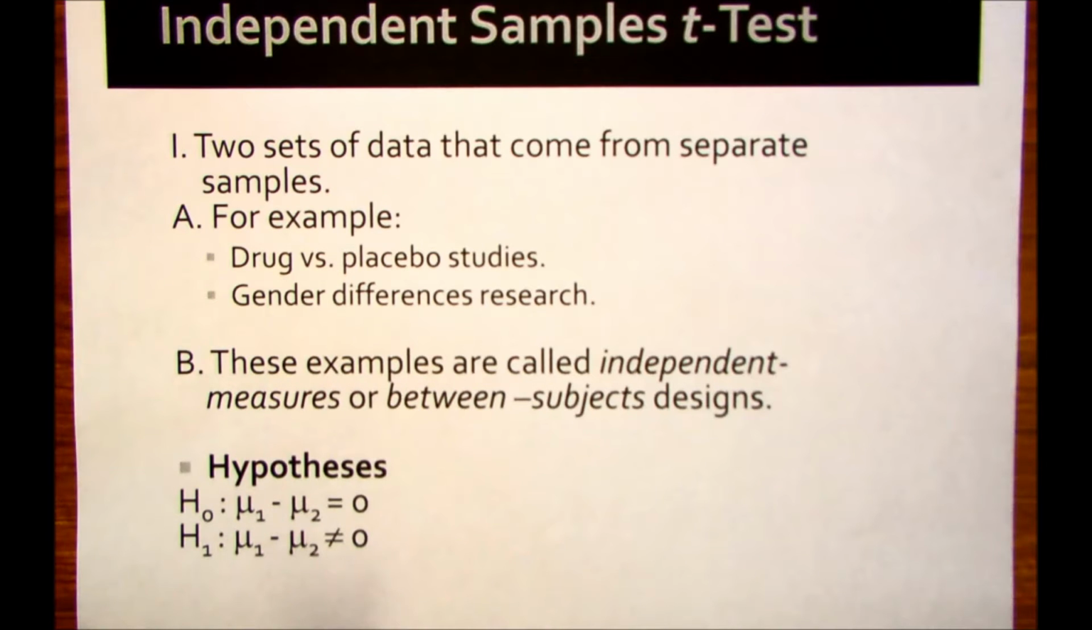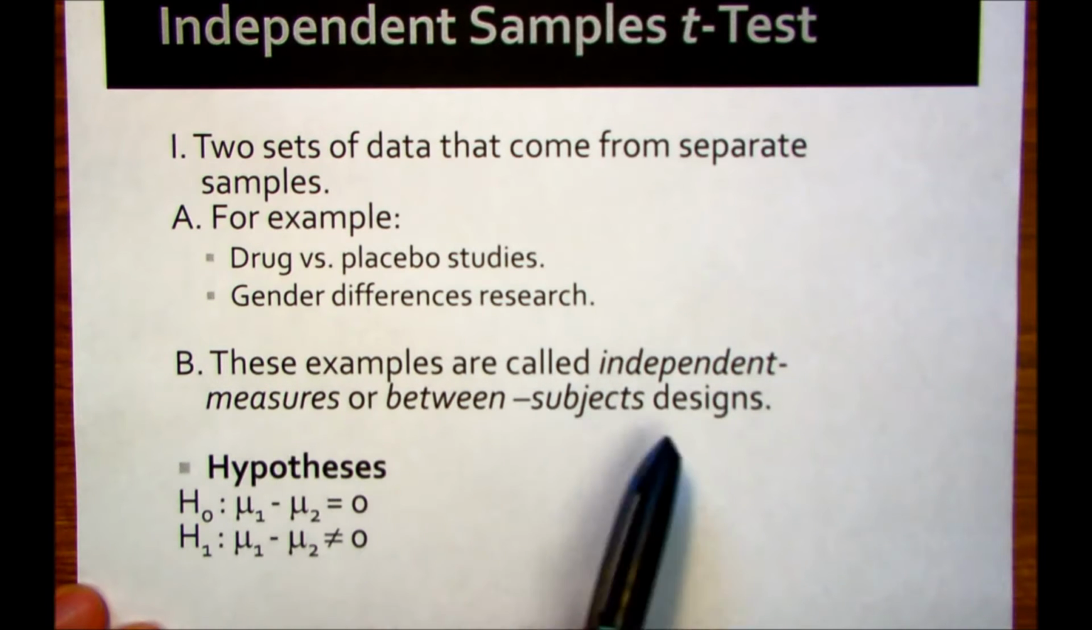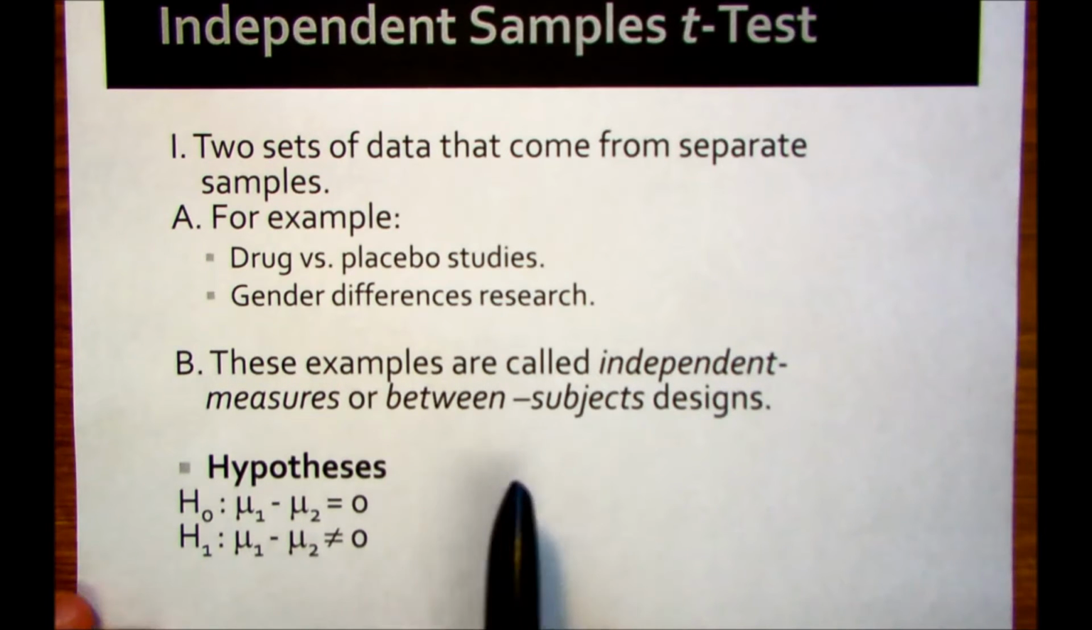Gender difference research, or sex difference research, would be another example, looking at boys versus girls on various things such as reading, where there have been consistent significant differences, with girls performing much better and significantly higher in reading as compared to boys. Conversely, for math, there are no sex differences. Those have been pretty much wiped out. These can also be called independent measures or between subjects designs.